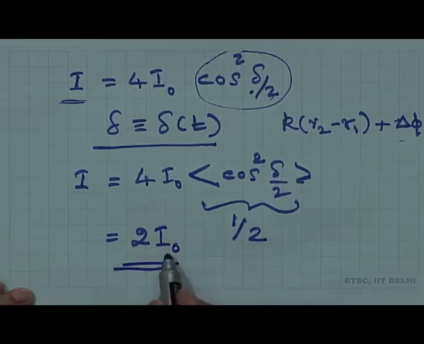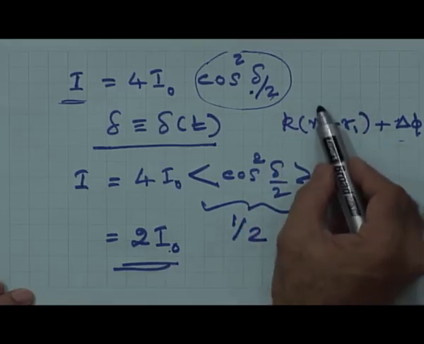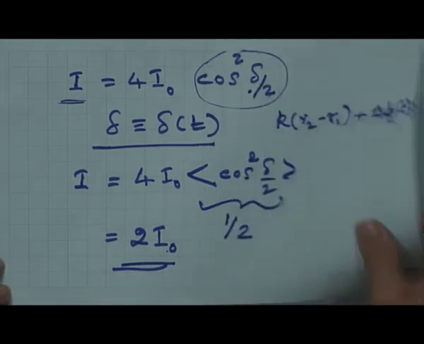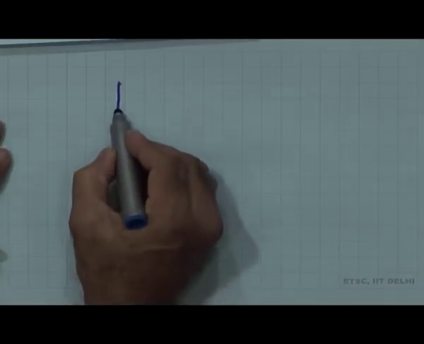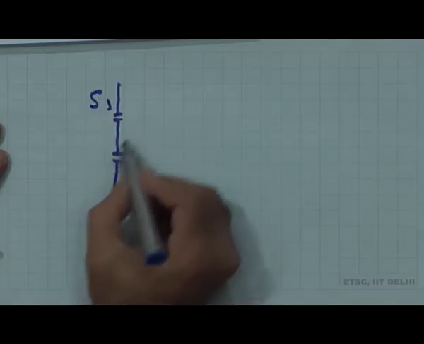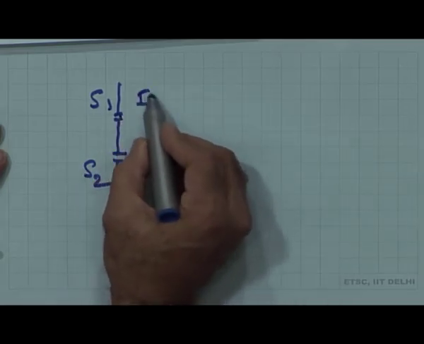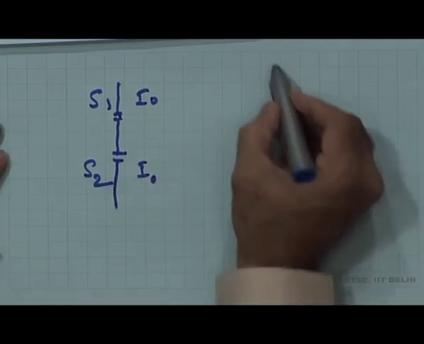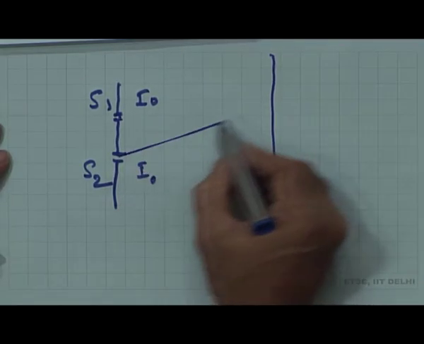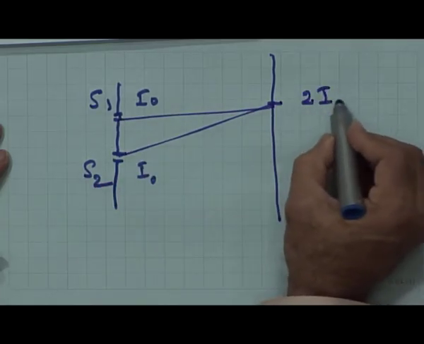I 0 is the intensity due to the individual sources, I is the intensity at any given point. Now this is independent of the phase and therefore independent of the path difference. What does this mean? If each of these two sources S1 and S2 has intensity I 0, then on the screen at any point we have simply 2 times I 0.